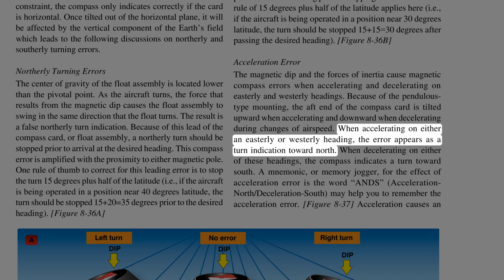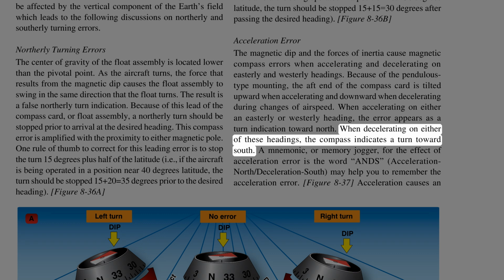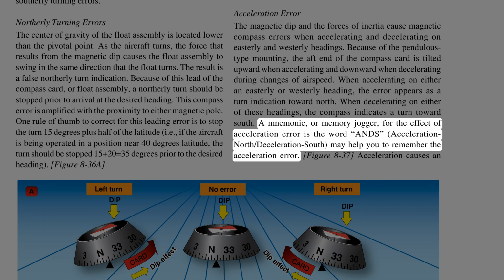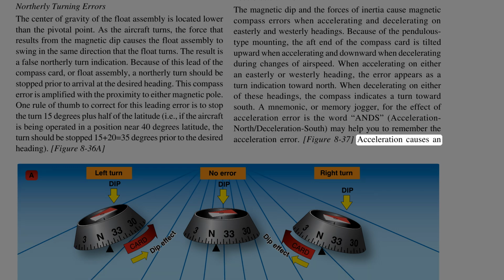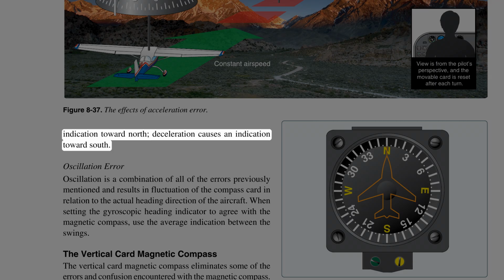When accelerating on either an easterly or westerly heading, the error appears as a turn indication toward north. When decelerating on either of these headings, the compass indicates a turn toward south. A mnemonic, or memory jogger, for the effect of acceleration error is the word ANDS: acceleration north, deceleration south, may help you to remember the acceleration error. Acceleration causes an indication toward north, deceleration causes an indication toward south.